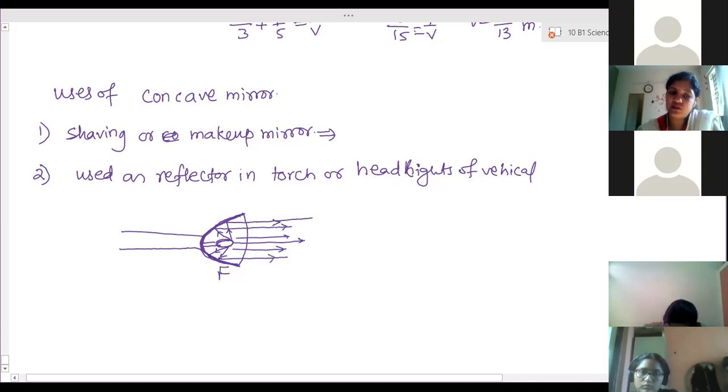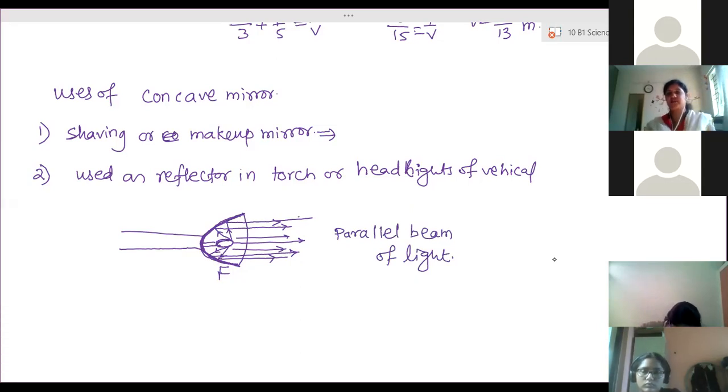So due to this concave reflecting surface at the backside, the rays emerging from the torch will be parallel. So we will get a parallel beam of light, due to that reflecting surface which is of concave shape. Clear?